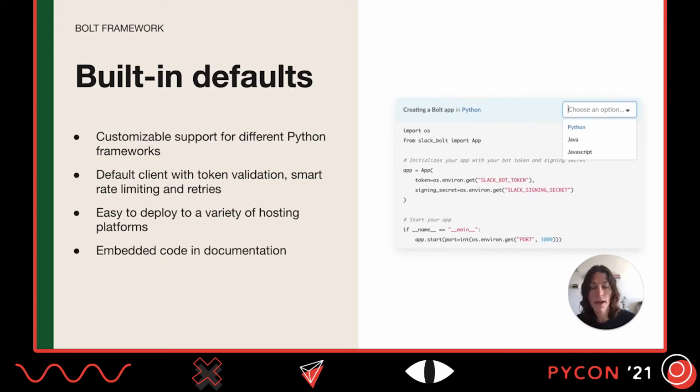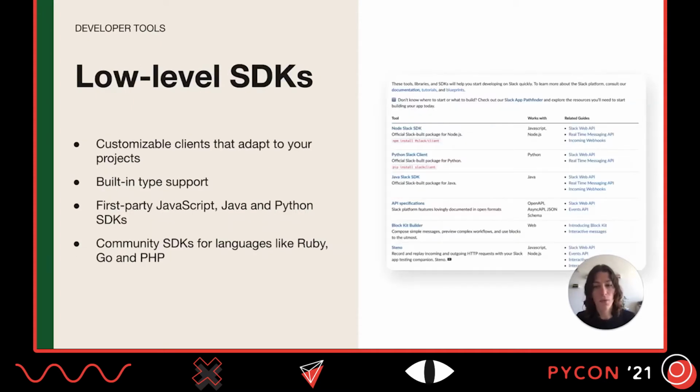So in Python, if you go to the GitHub repository, we have examples of AWS, Heroku, Google Cloud, and a couple of others. And while Bolt is an abstracted interface, we also have lower level SDKs if you want a more custom approach. These are also available in Python, JavaScript, and Java, but there are also a lot of community-built ones like Go, Ruby, and PHP.